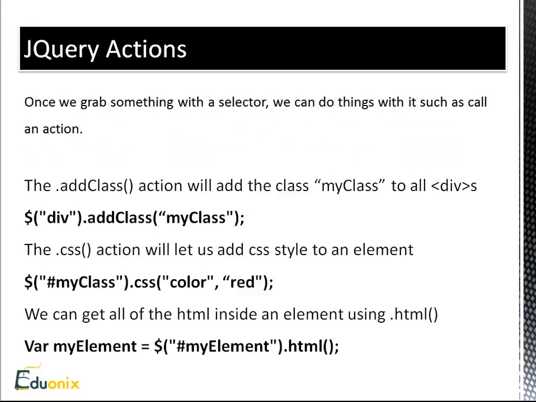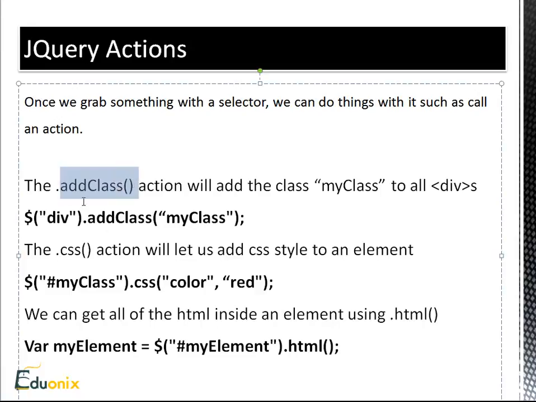Okay, so jQuery actions or methods or whatever you want to call them. Once we grab something with a selector, like we just saw, we can do things to it, such as call an action. I have a couple examples of actions here. The first one we have is the addClass action, and all that does is add a class to whatever we're selecting. So in this example, we're taking all div tags and we're adding a class of my class. Okay, so this is going to do this to all div tags.